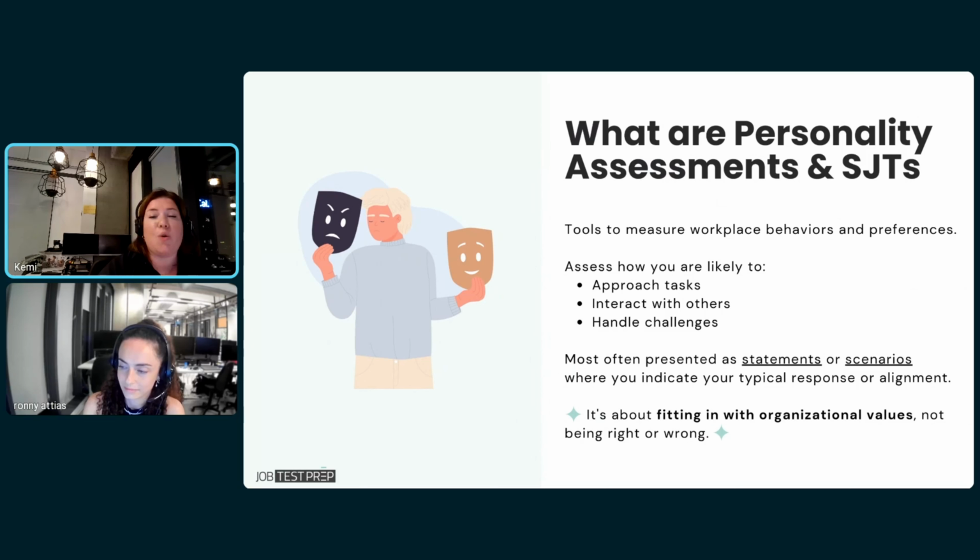They assess who you are as a person, so how you approach tasks, how you interact with others, and very importantly, how you handle challenges. They are most often presented as statements or scenarios, and you have to indicate your typical response or alignment to those statements. The point of the personality assessment is about fitting in with the organizational values, with the company values. It's not about being right or wrong.